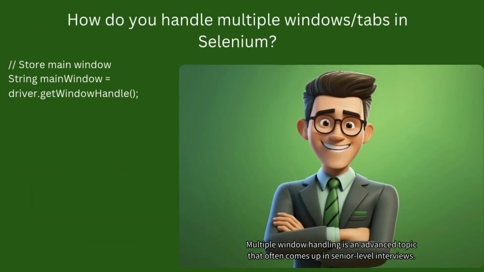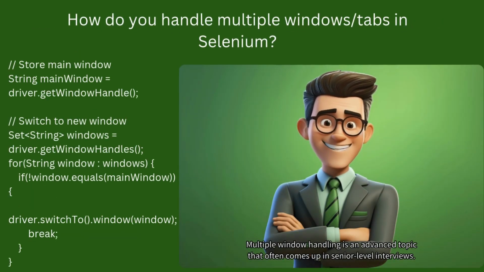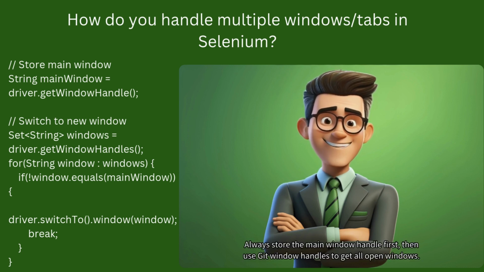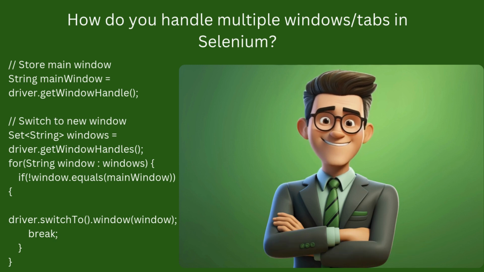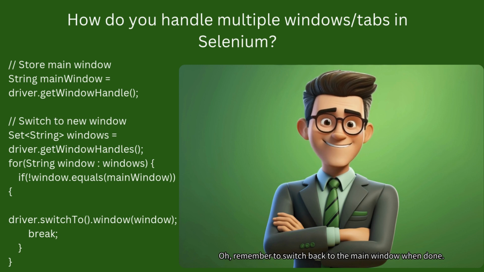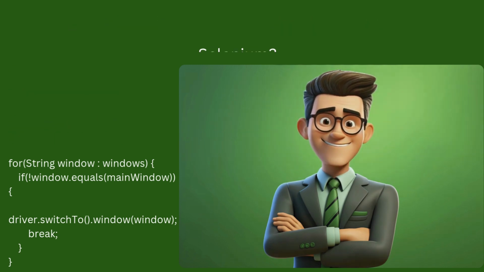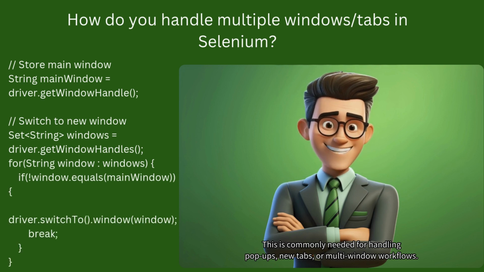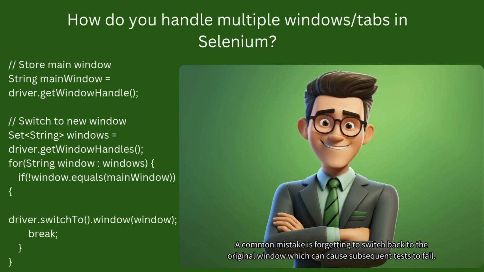Multiple window handling is an advanced topic that often comes up in senior-level interviews. The key concept is window handles, unique identifiers for each browser window or tab. Always store the main window handle first, then use getWindowHandles to get all open windows. You can iterate through them to find the target window. Remember to switch back to the main window when done. This is commonly needed for handling pop-ups, new tabs, or multi-window workflows. A common mistake is forgetting to switch back to the original window, which can cause subsequent tests to fail.